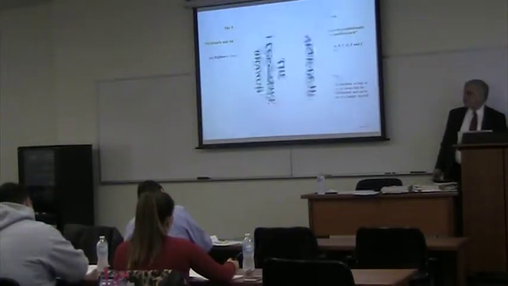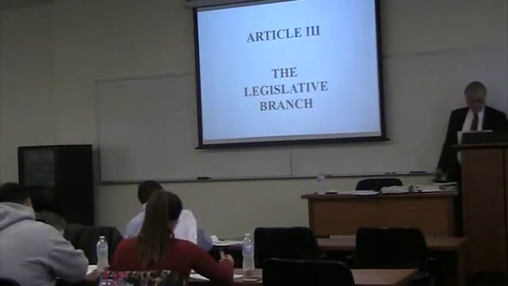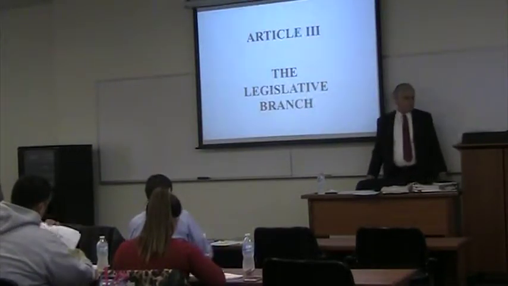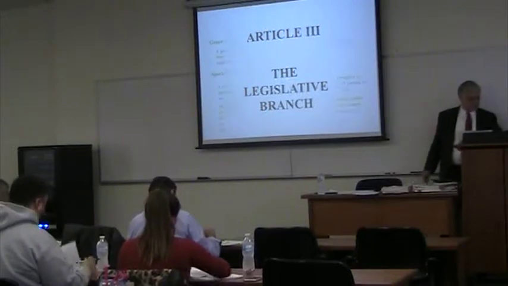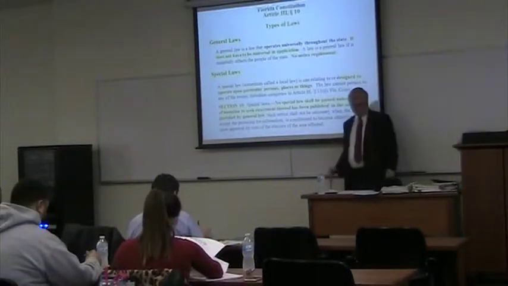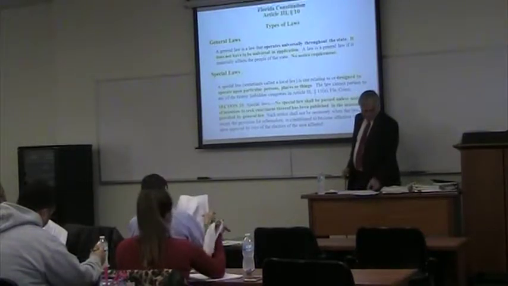We now head into the 3 branches of government: the legislative branch, the executive branch, and the judicial branch. With respect to the executive branch, there are 2 basic areas of Article 3.